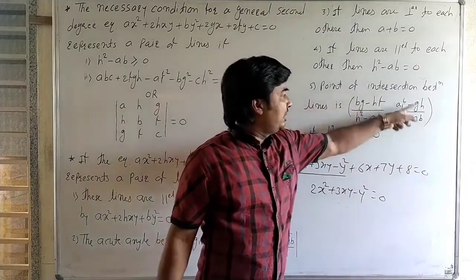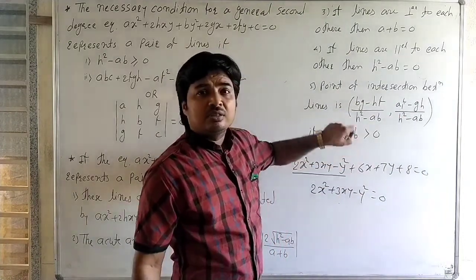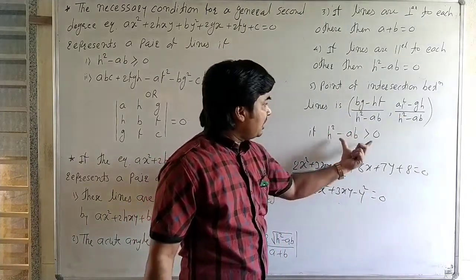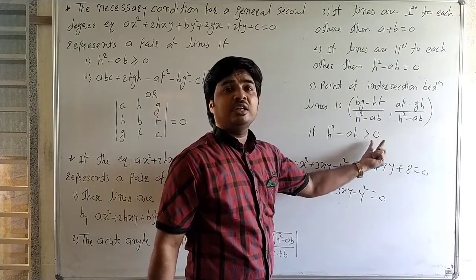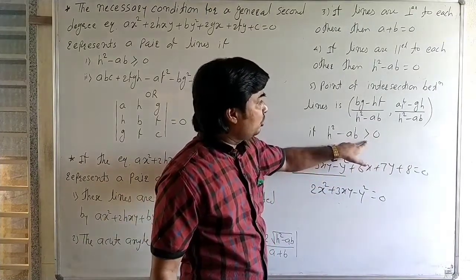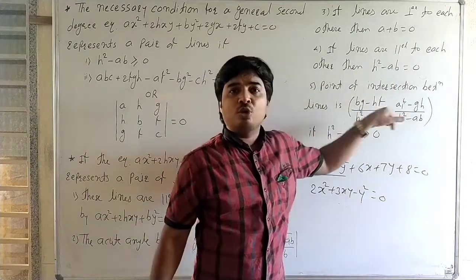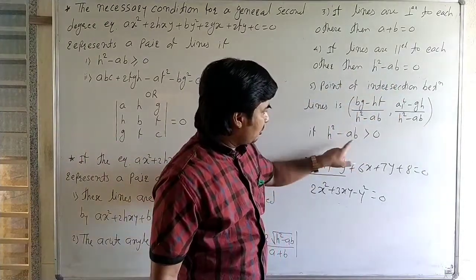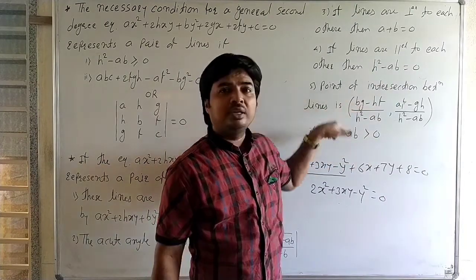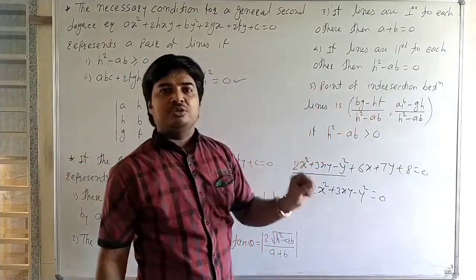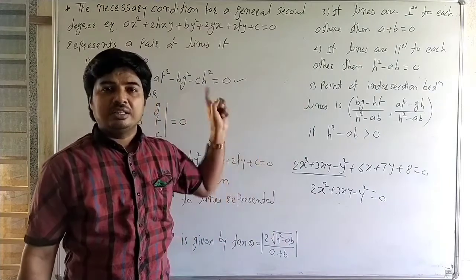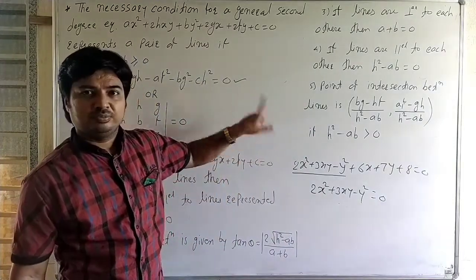This is the point of intersection represented by the general second degree equation if h square minus ab is greater than 0. If it is equal to 0, then the lines are parallel and there is no point of intersection. If h square minus ab is greater than 0, then we find the point of intersection, because the lines intersect each other.